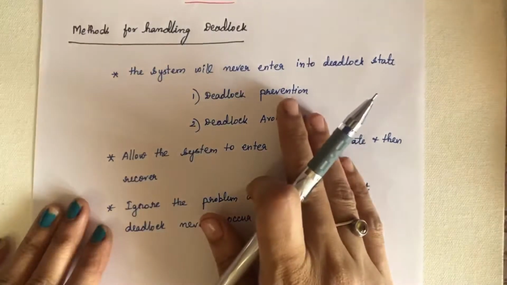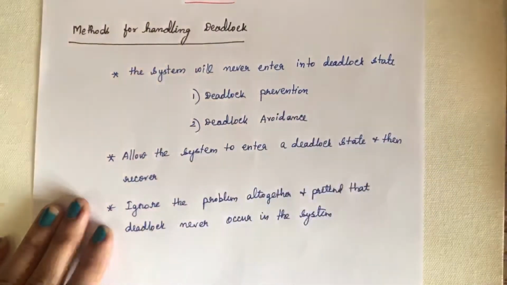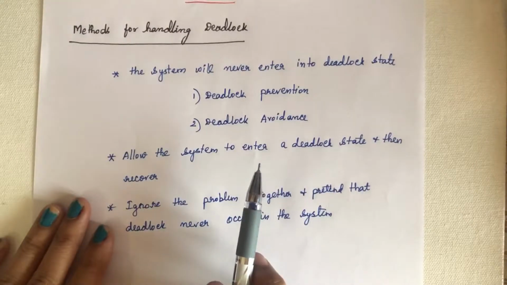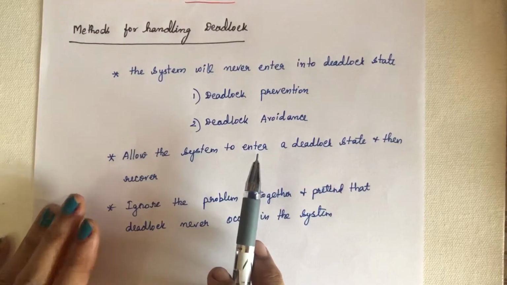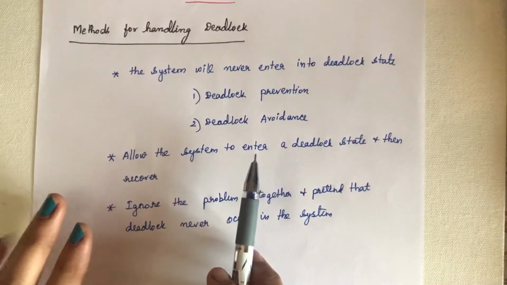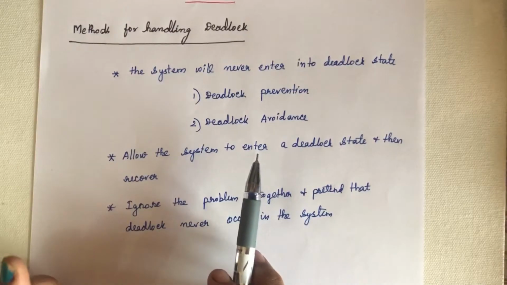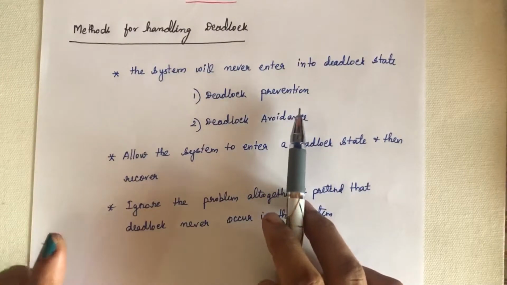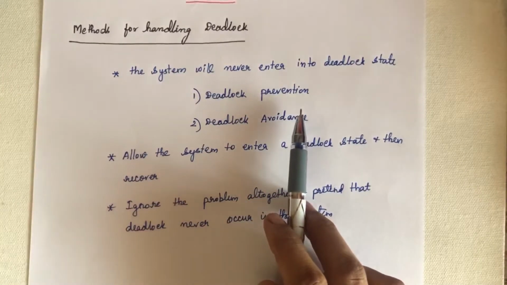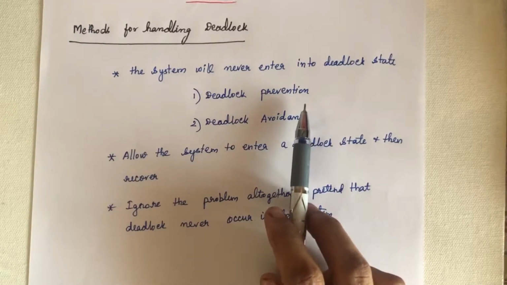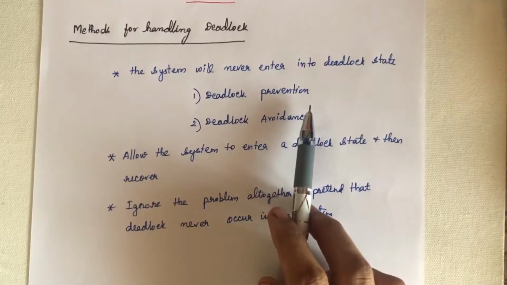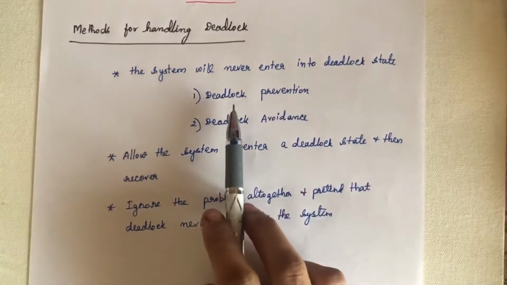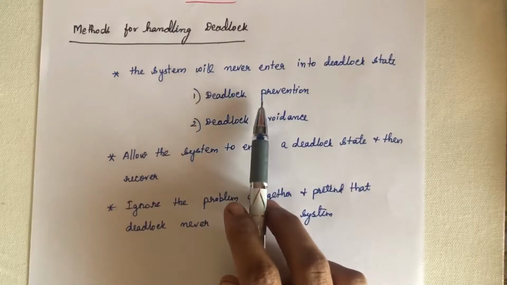So coming to the first solution, deadlock prevention and deadlock avoidance. Deadlock prevention is a set of methods for ensuring that at least one of the necessary conditions cannot hold. As we discussed in the previous video, there are 4 conditions: mutual exclusion, hold and wait, no preemption, and circular wait. If any one of the conditions doesn't hold, then we can say deadlock will never occur. So by using that technique, we can prevent the deadlock.